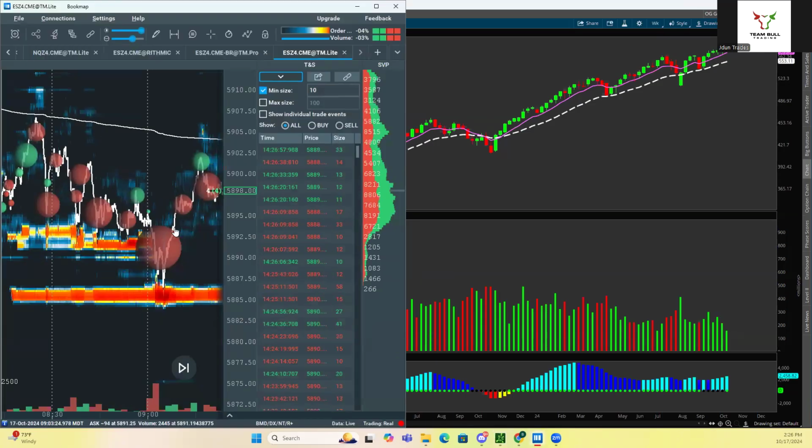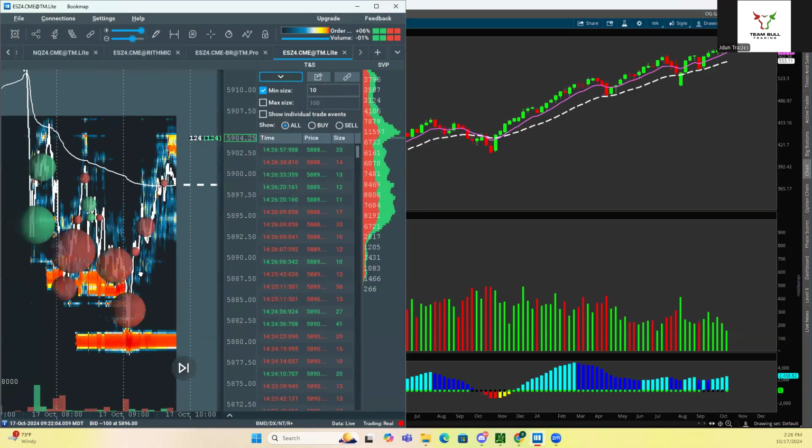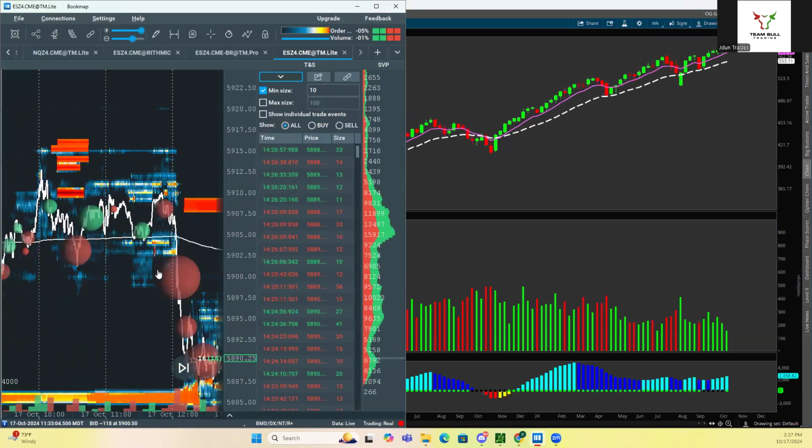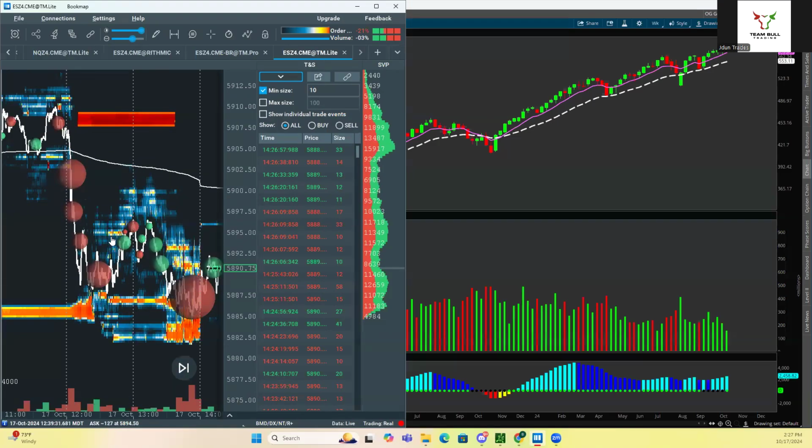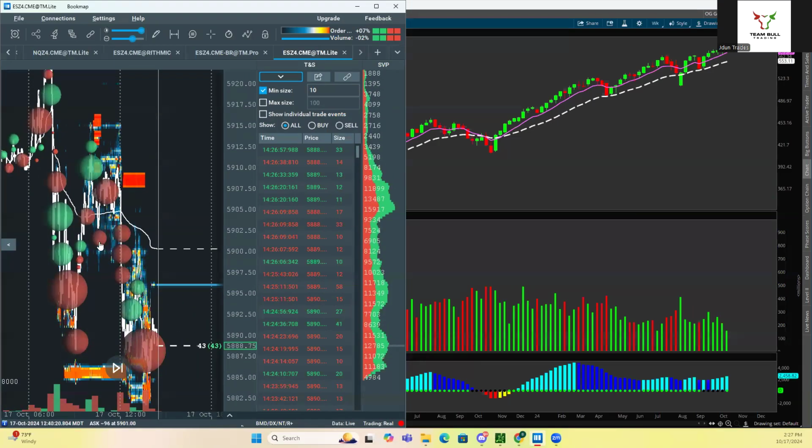Order blocks on Bookmap. So again, what I am doing on Bookmap is simply waiting for price to trade towards the key level. I wish I could load yesterday's data.